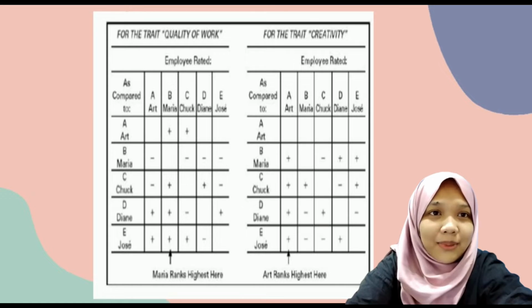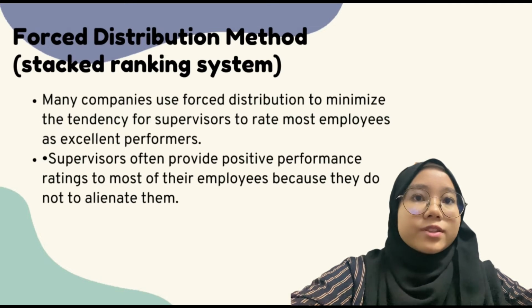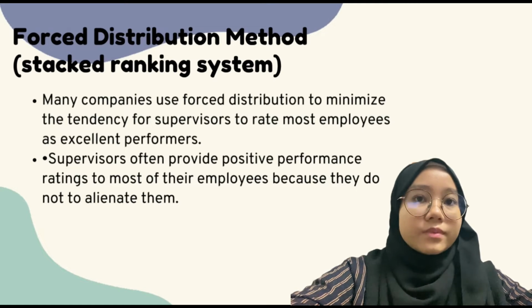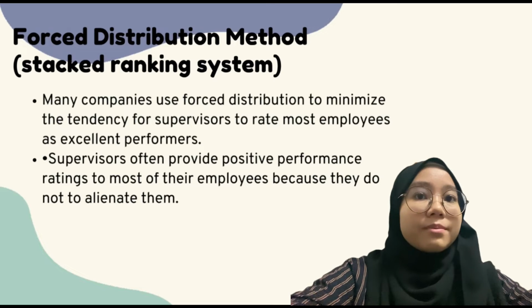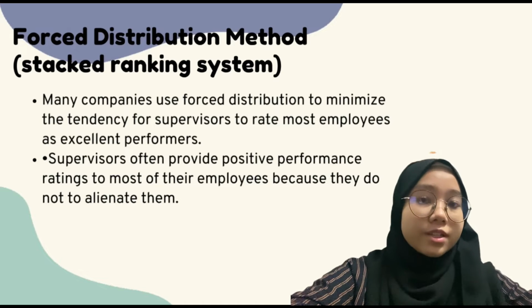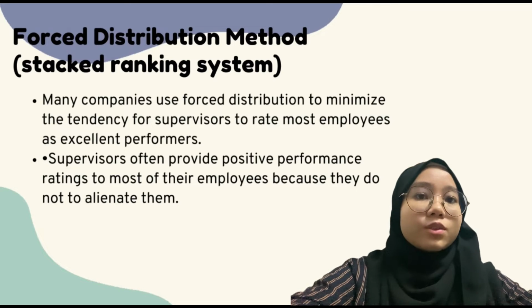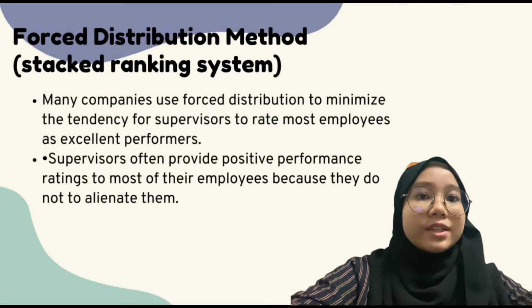This is an example of how comparison system works. This is a forced distribution method, or stacked ranking system. Firstly, many companies use forced distribution to minimize the tendency for supervisors to rate most employees as excellent performers. Secondly, supervisors often provide positive performance ratings to most of their employees because they do not want to alienate them.